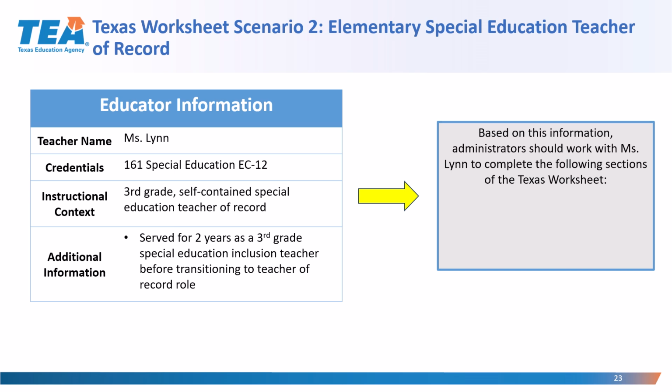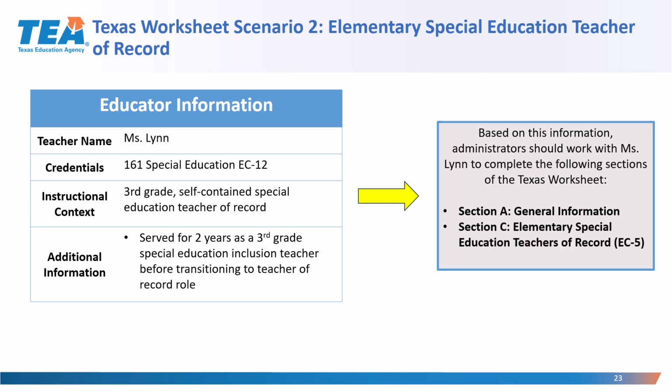Based on this information, administrators should work with Ms. Lynn to complete the following sections of the Texas worksheet: Section A for Ms. Lynn's general information, Section C for elementary special education teachers of record, and Section F, the administrator assurances.